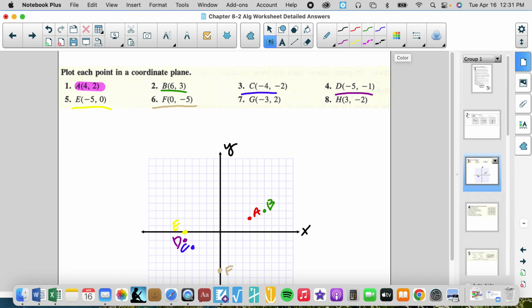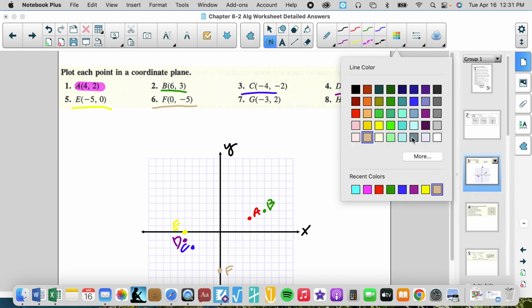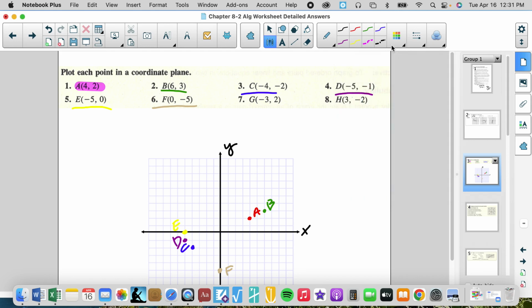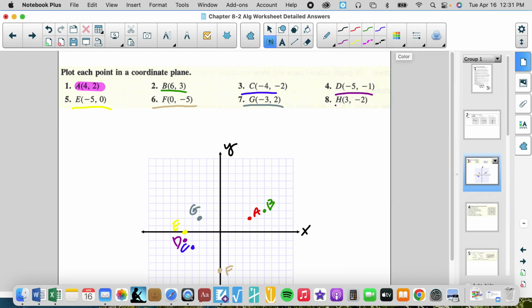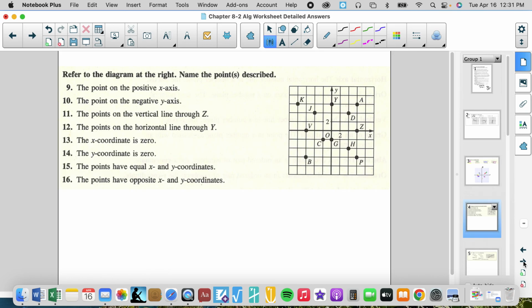It's my F value. And that's a good steel color. G is -3. 1, 2, 3. +2 is G. And last color, oh, purple. 3 on the x, 1, 2, 3, negative 2 on the y takes us to that, and that is going to be my H value. So those are the points and their locations.